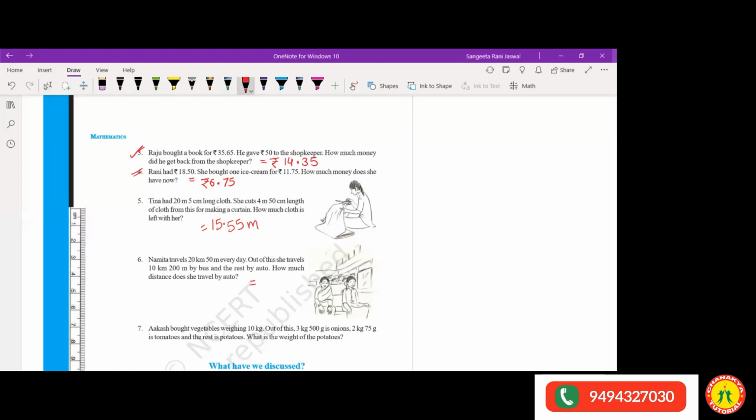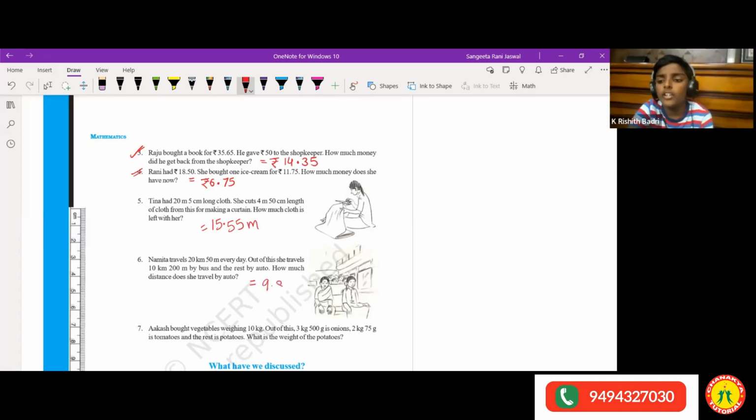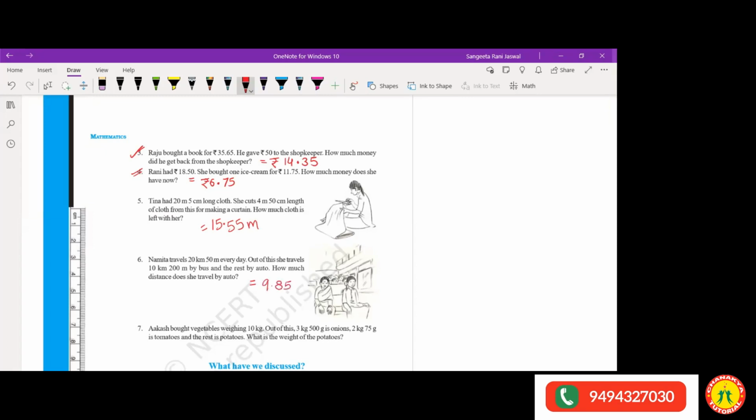You can convert the whole thing to kilometers. That becomes 20.050 kilometers. And the distance traveled by bus is 10 kilometer, 200 meters. So that becomes 10.200 kilometers. So when you subtract, you will get 9 point. What did you get, children? 9.85. 9.850 kilometers. So in this case, you have to subtract, not divide.